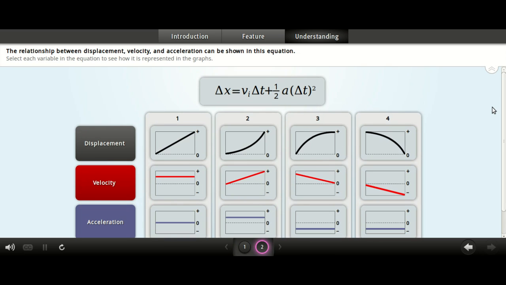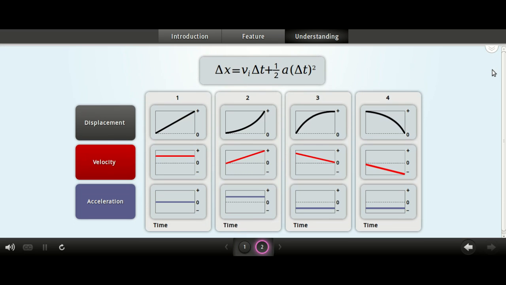For situations with constant acceleration, such as those you saw in the previous understanding activity, displacement can be calculated from velocity, acceleration, and elapsed time using this quadratic equation. Click each variable in the equation to see what it represents.